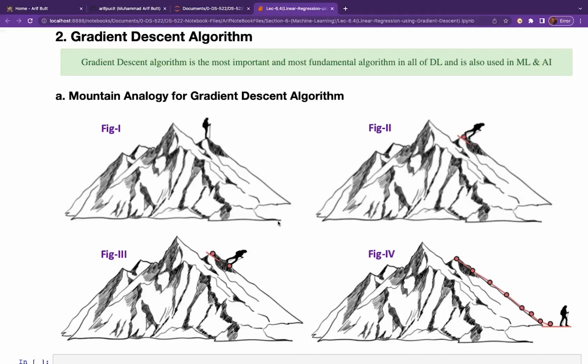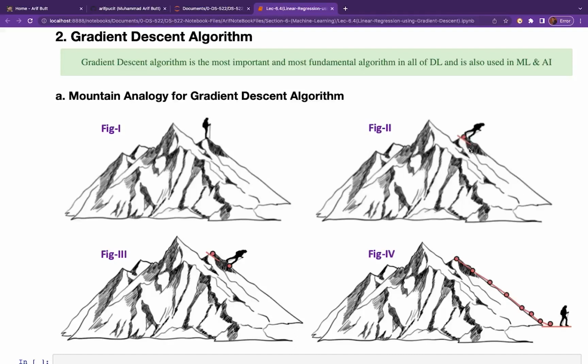Unfortunately, it is so dark that you can't see which side is up and which side is down. So you decided to feel the slope of the ground under your feet. And this is shown in figure 2 in the top right image. And obviously, remember, this is an analogy for the derivative, since the slope is essentially the derivative, or the gradient in case of multiple dimensions.